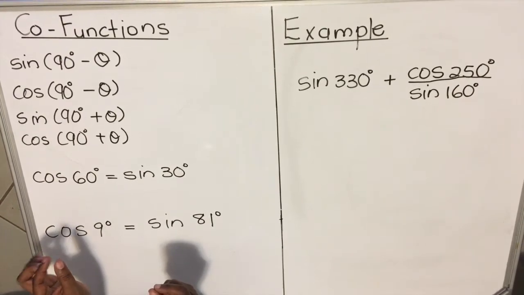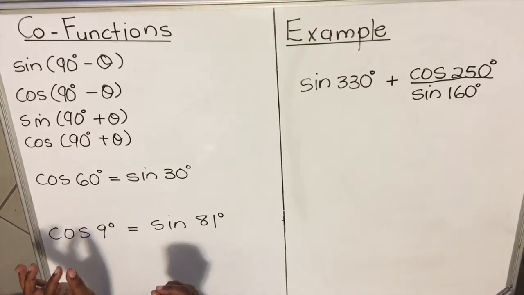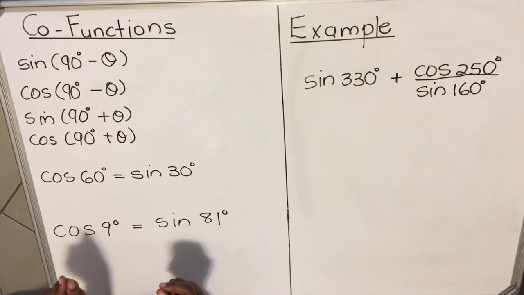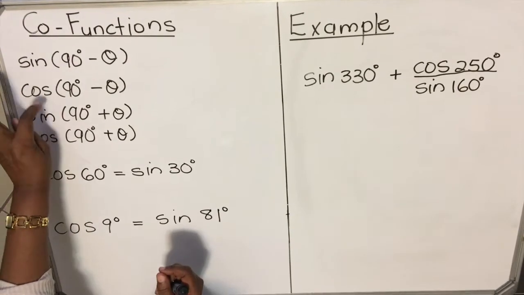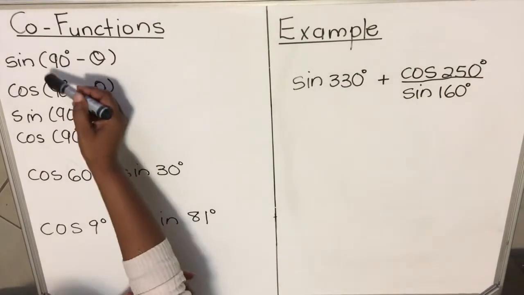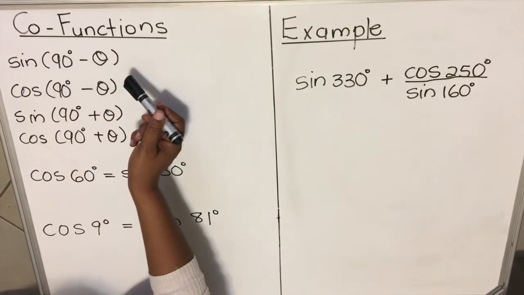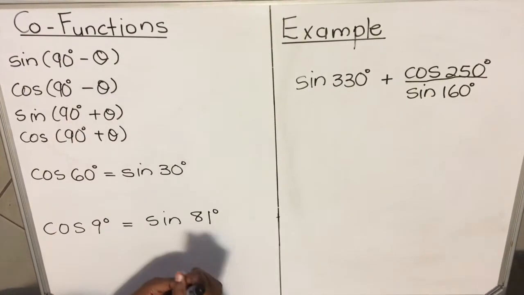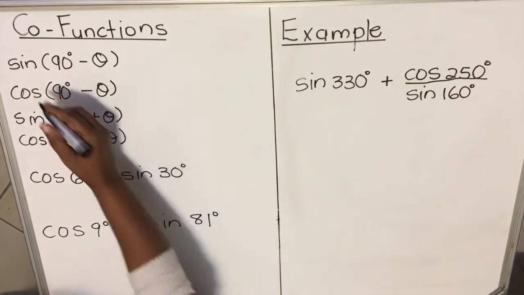Cofunction is 90. When you have sine 90, cos 90 and not tan, it's sine and cos. These two, sine and cos and 90, they are related. What happens? When you have the 90, the sine will change to be a cos and the cos will change to be a sine. So let's look at this first one.